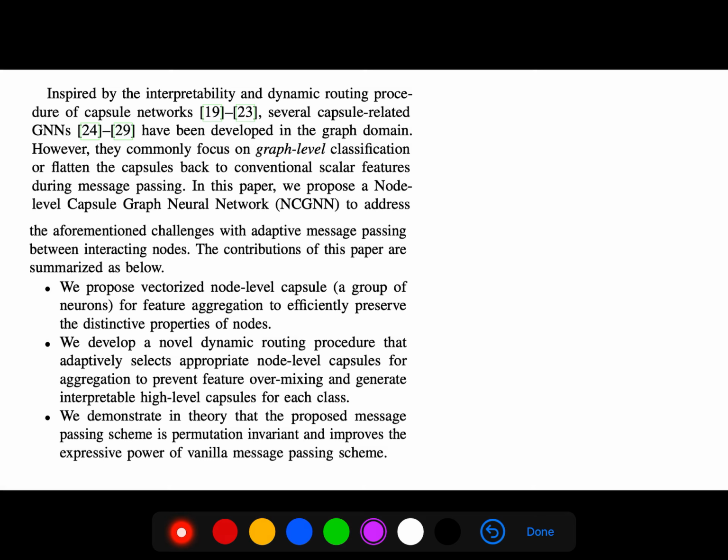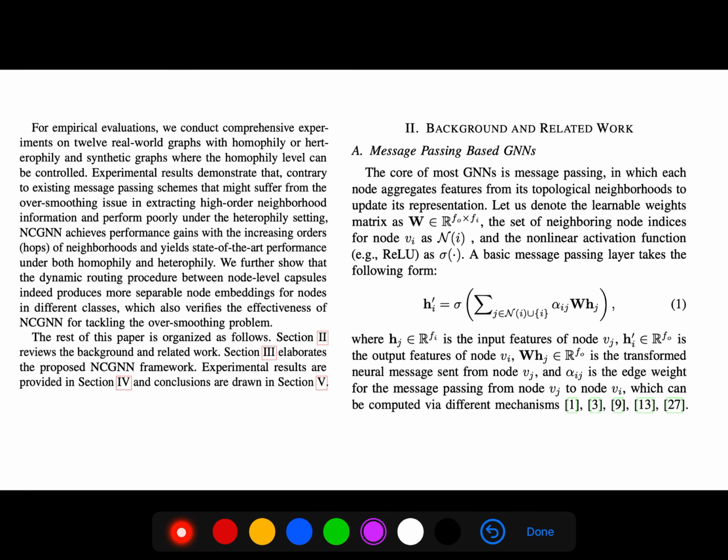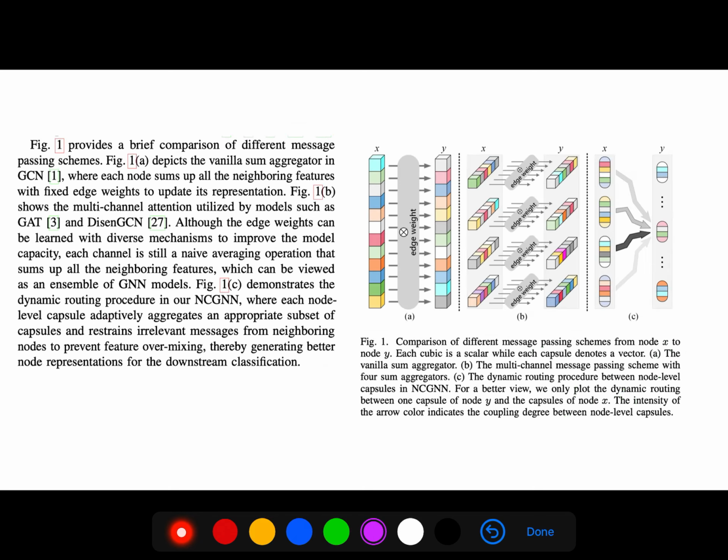Inspired by the interpretability and dynamic routing procedure of capsule networks, several capsule-related GNNs have been developed in the graph domain. However, they commonly focus on graph-level classification, or flatten the capsules back to conventional scalar features. So we propose node-level capsules. This is how we do message passing, and as I said, figure 1 is a brief comparison of different message passing schemes.